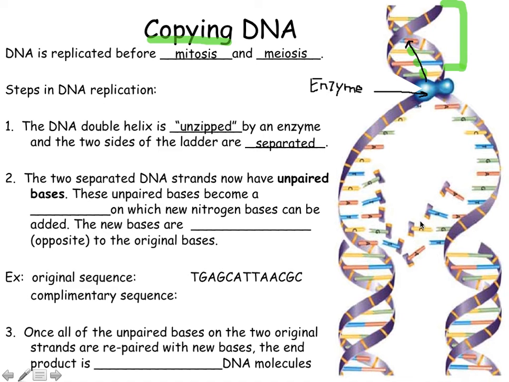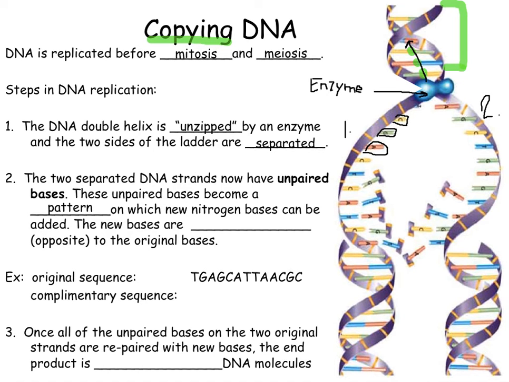All right, now we have two separated DNA strands. Here's one, and here's the second one. They're now separated from each other, and we can see that these separated DNA strands now have unpaired bases. Okay, so all of these nitrogen bases now no longer have a match. Since they are unattached to their original partner nitrogen base, these unpaired bases can become a pattern on which new nitrogen bases can be added.